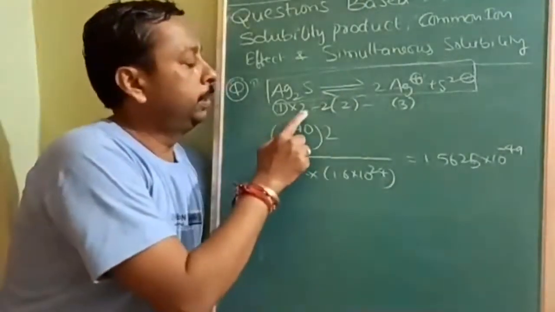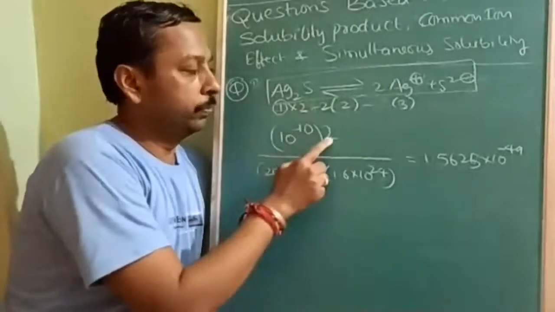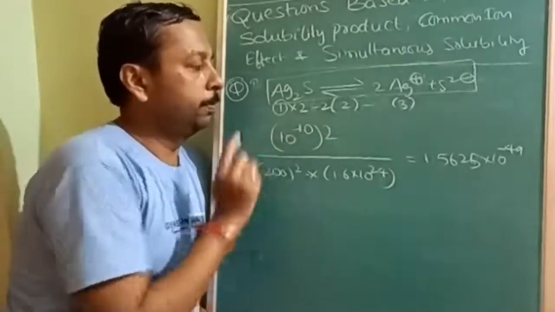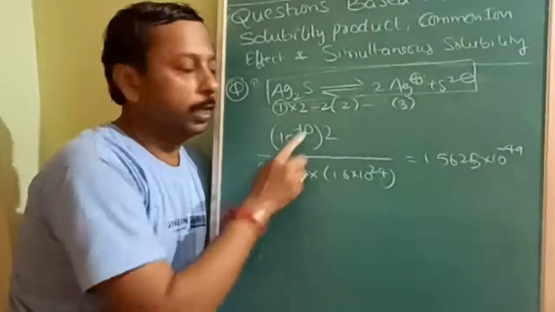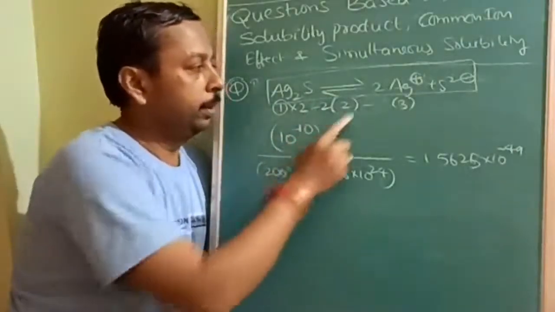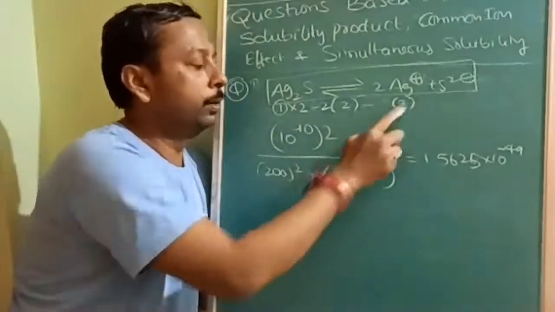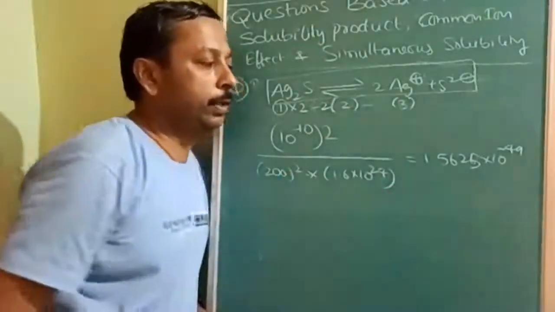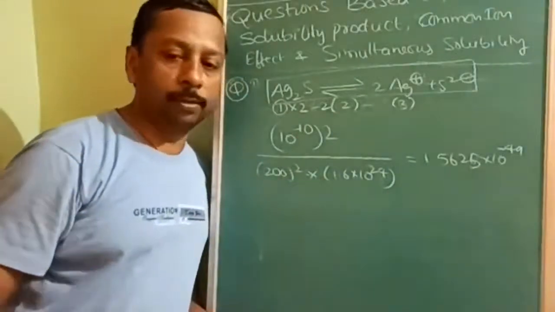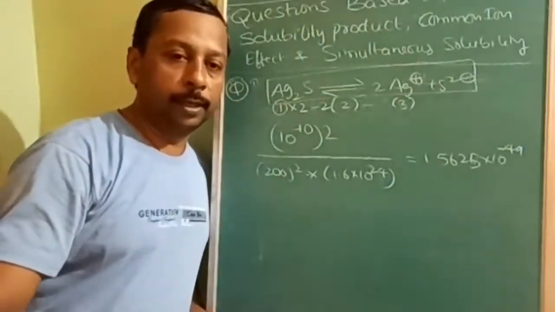See here, the equation is multiplied by 2, so square. And the first value was 10 to the power of minus 10. See here, it is minus, so reciprocal, and multiplied by 2, so square. And the last one is minus, so reciprocal, not multiplied, so no power. So on simplifying, you will get 1.5625 into 10 to the power of minus 49 as the answer.